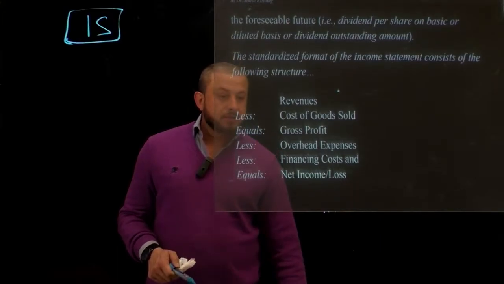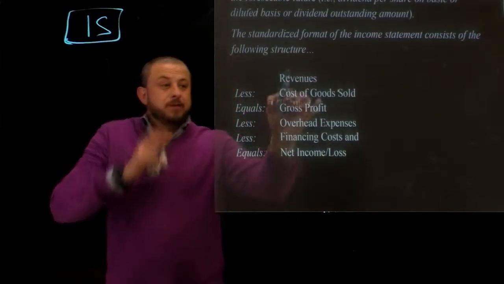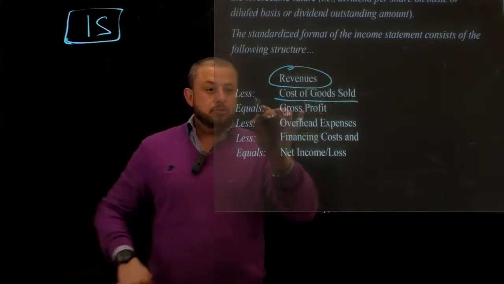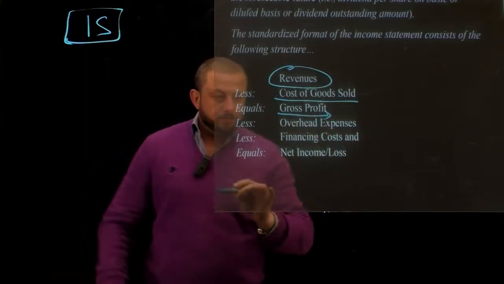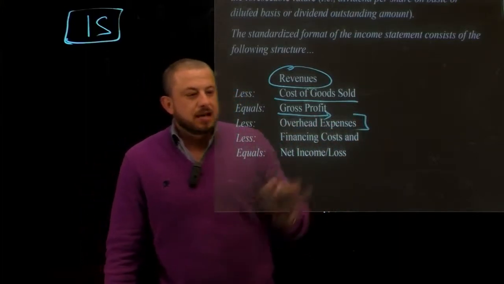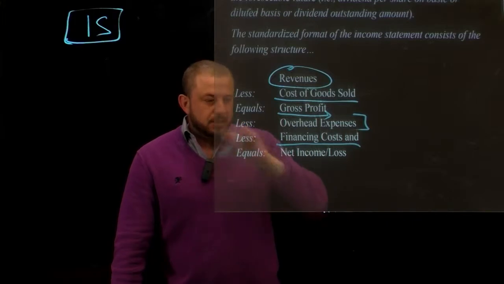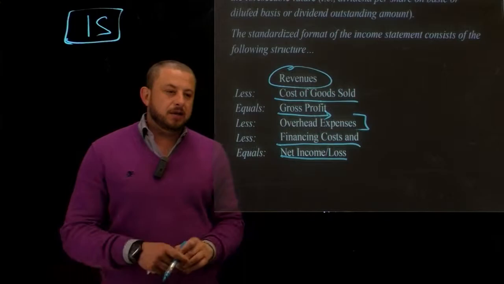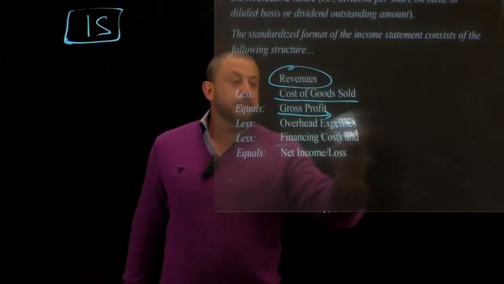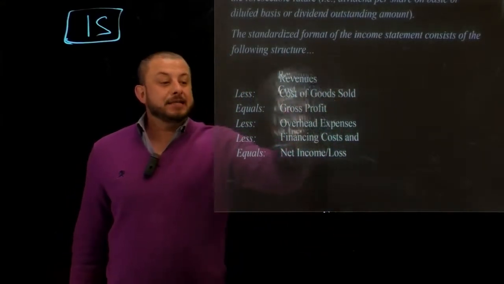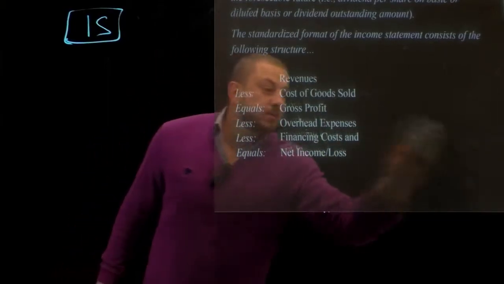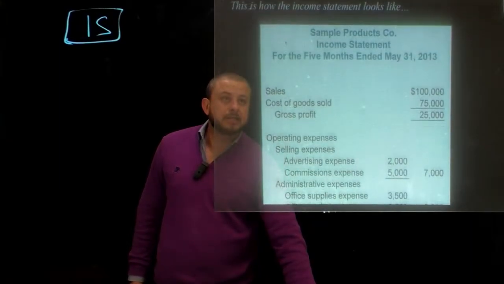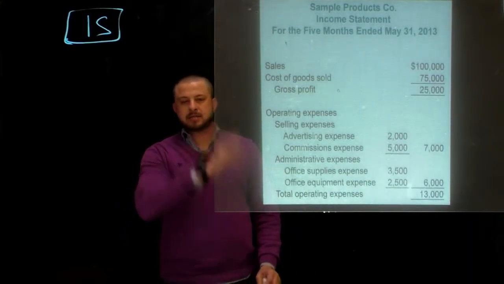Take a look at this over here, guys. We're going to start with the revenues coming from the sales. Then we have the cost of goods sold, which equals the gross profit right here. Then we have the overhead expenses. Then financing costs and tax issues over here. Then we have the net income or loss. Either we have net income or net loss depending on the operational activities, the business activities of the hospitality companies. So this is the great layout of the income statement, and take a look at this example right here, guys.